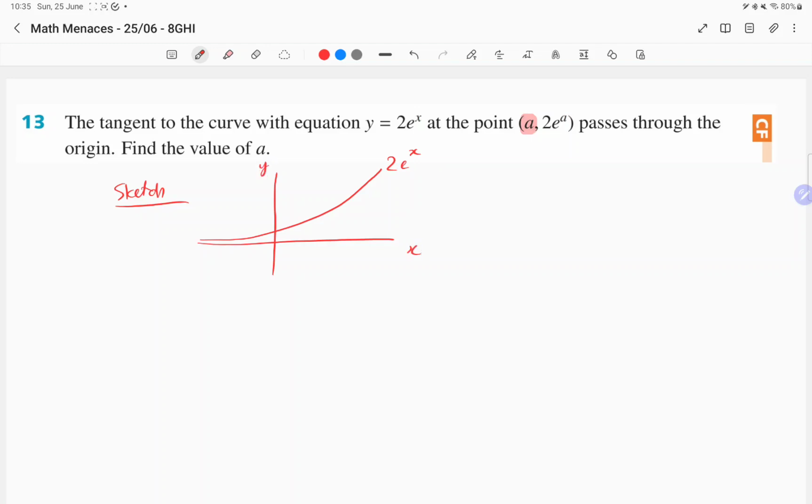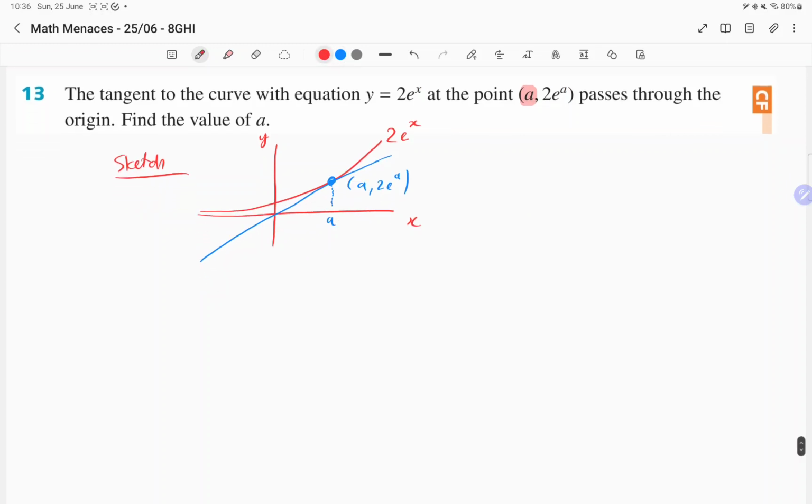And then the tangent at a certain point passes through the origin. So whatever that point is, the tangent through that point passes through the origin. Oh, I'm just going to cheat a little bit. Let's say it's this point here. All right. So let's say that the blue line is the tangent at a certain point, a comma 2e power a. This is saying that the x-coordinate is a, and we need to find out what this x-coordinate is so that the tangent will pass through the origin. Okay. Now, looking at a question like this, how do we even get started?